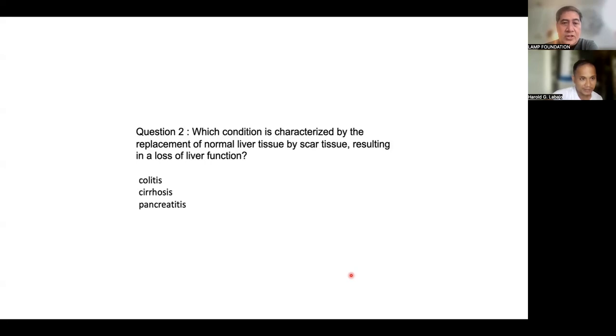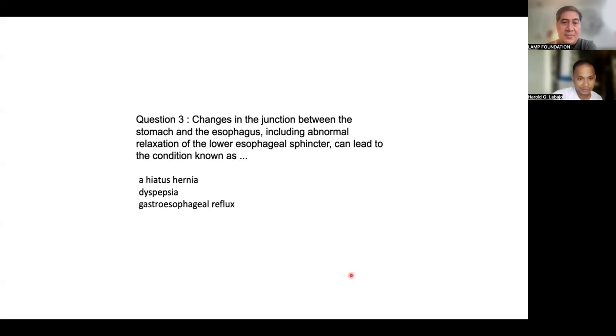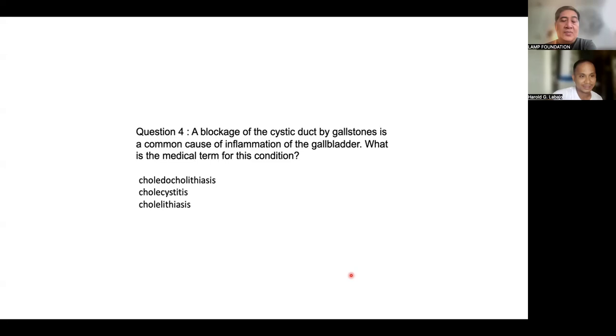What is the medical name for the condition of impaired digestion, commonly known as indigestion? Dyspepsia. Which condition is characterized by replacement of normal liver tissue by scar tissue, resulting in the loss of liver function? Cirrhosis. Changes in the junction between the stomach and the esophagus, including abnormal relaxation of the LES or lower esophageal sphincter, can lead to the condition known as gastroesophageal reflux.